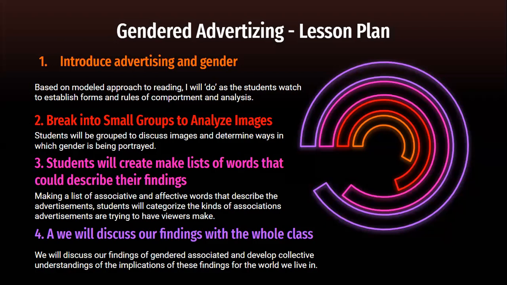Students will then create lists of words that could describe their findings. Making this list of associative and effective words that describe the advertisement, students will then be able to categorize the kinds of associations that advertisements are making with their viewers. And then lastly, as a group, we'll discuss our findings. We'll discuss the ways in which gendered associations within advertising develop collective understandings, and then we'll discuss the implications of those understandings for the wider world that we live in.